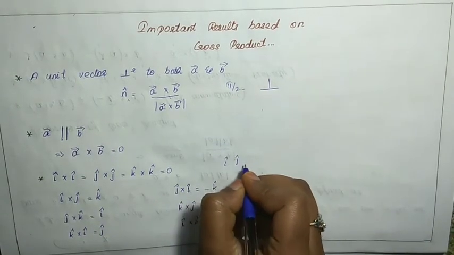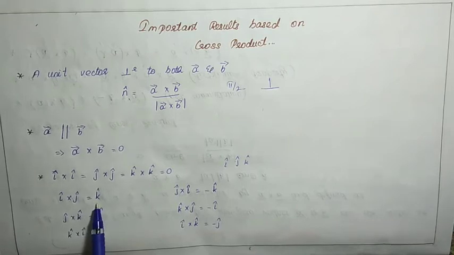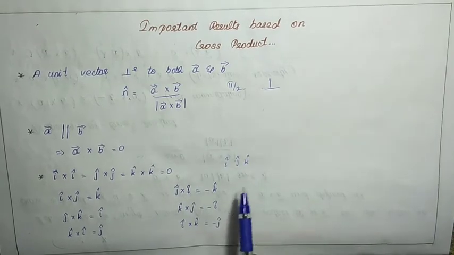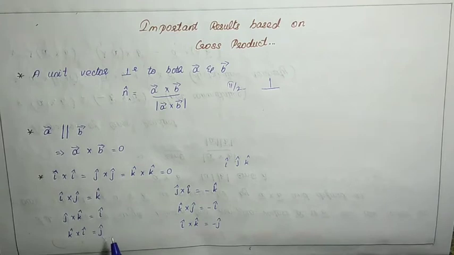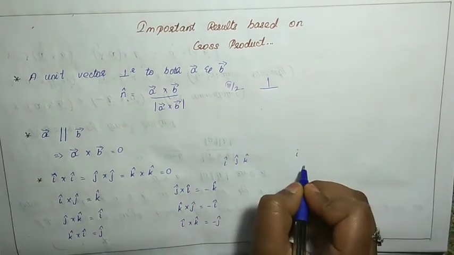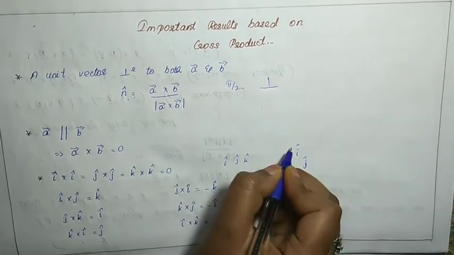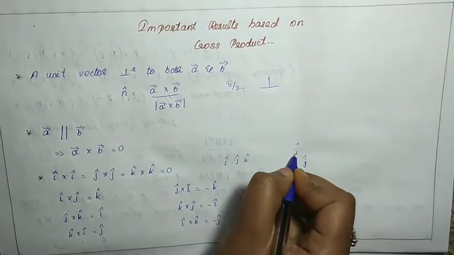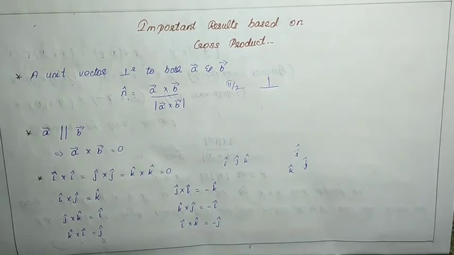i cap, j cap and k cap. Okay. So i cap, j cap, k cap. Okay, so similarly j cap cross k cap is i cap, and k cap cross i cap is j cap. This will be just like a circle, i j k cap. Okay, so i cap cross j cap is k cap, j cap cross k cap is i cap, sorry, k cap cross i cap is j cap.